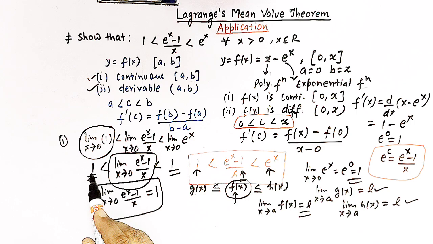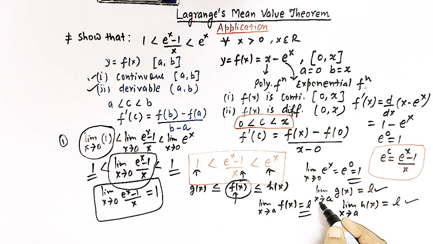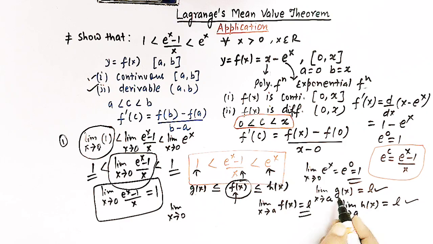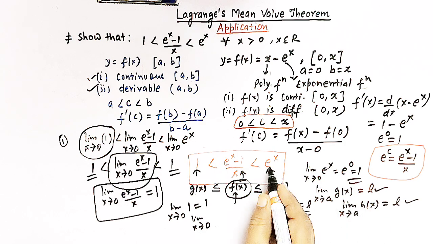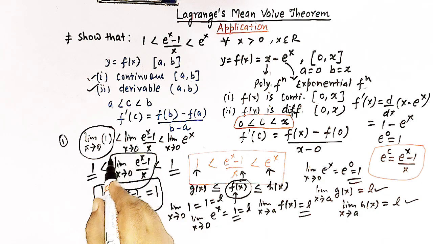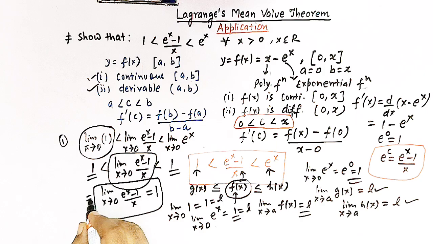So here we have seen that the limit as x tends to a of g of x, where a is 0 here, and g of x is 1, is 1. And the limit as x tends to 0 of h of x, which is e raised to x, is also equal to 1. So the value of L in both cases is 1. So the value of this limit, the limit as x tends to 0 of f of x, is equal to 1.